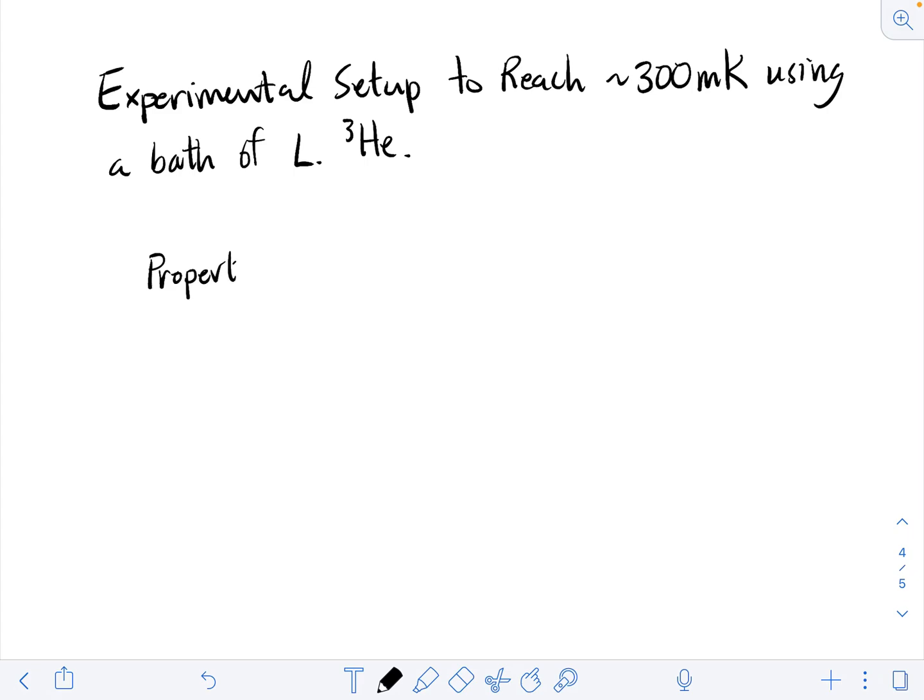Okay, first, let's just look at some of the interesting properties of helium-3. So the two isotopes are helium-3 and helium-4. So 3 means that the nucleus has 2 protons and 1 neutron. 4 means that the nucleus would have 2 protons and 2 neutrons.